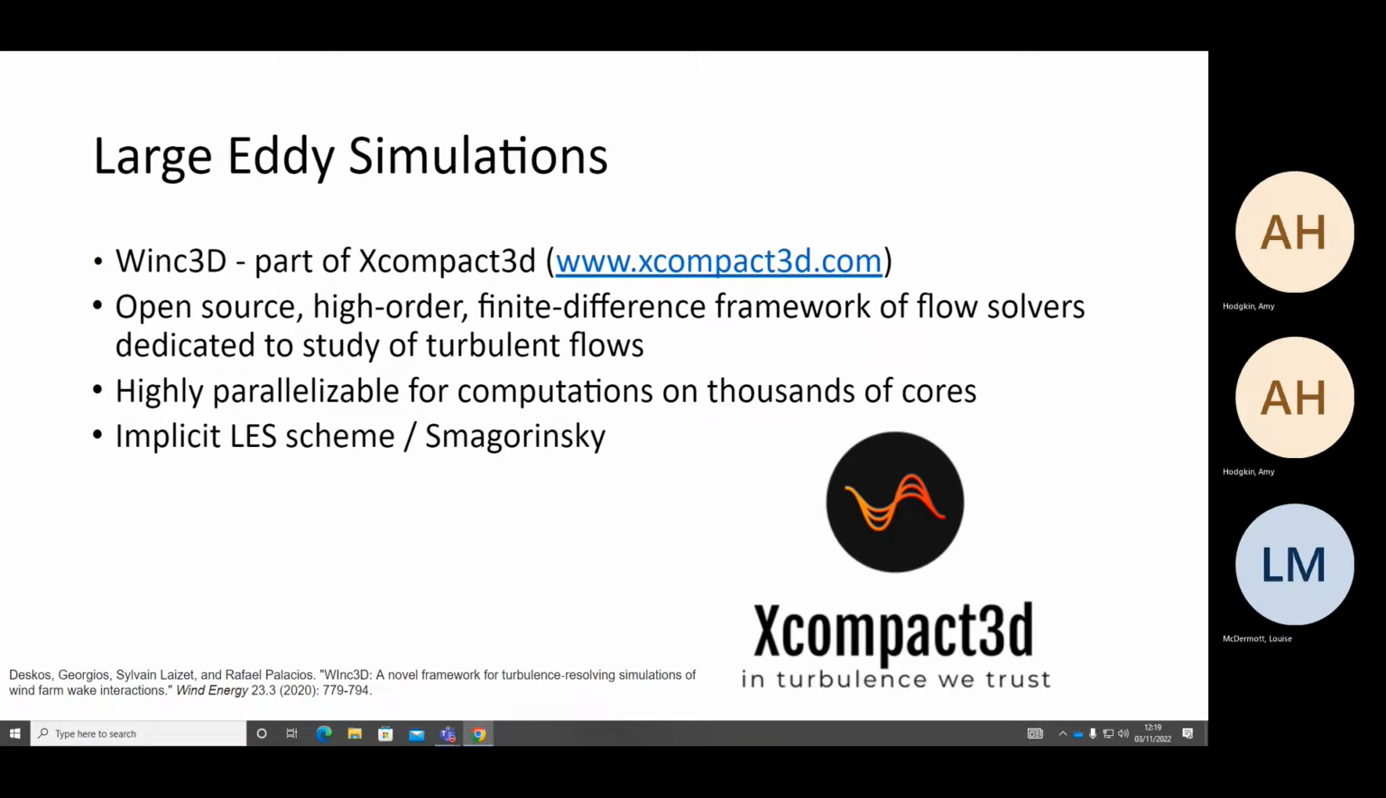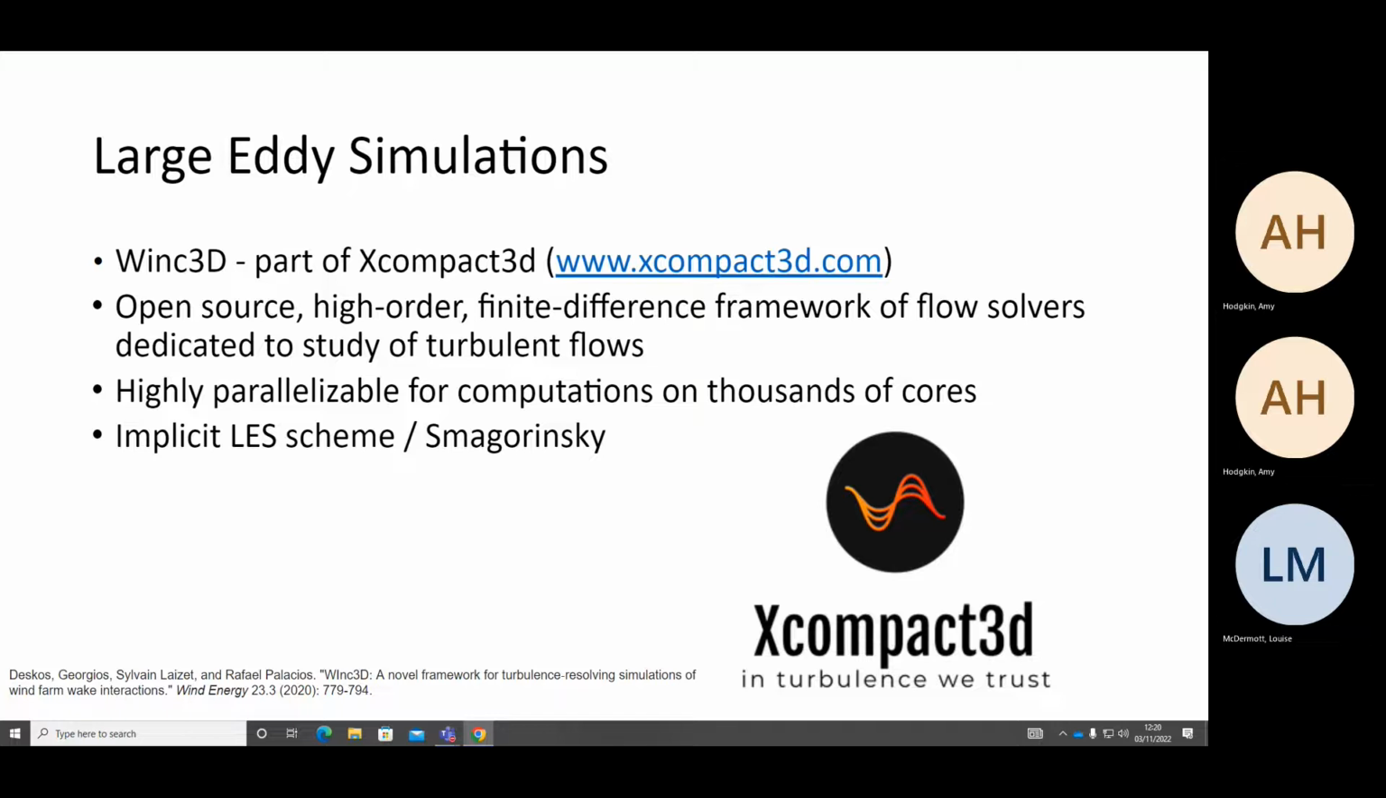So yes, as I said, I'm running simulations, and I'm doing these with Winc3D, which is an open source code, which is part of Xcompact3D. So it's a high order, finite difference flow solver for solving turbulent flow. It's highly parallelizable, if that's how you say that word. So I can run it on thousands of cores, which is important for this study because we're running really high resolution simulations so that we can resolve the tip vortices of the flow.